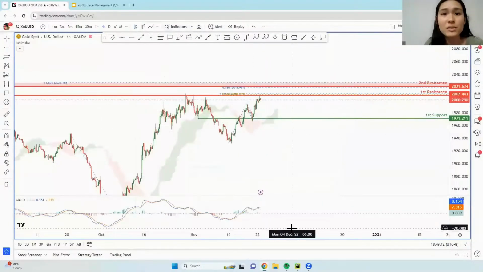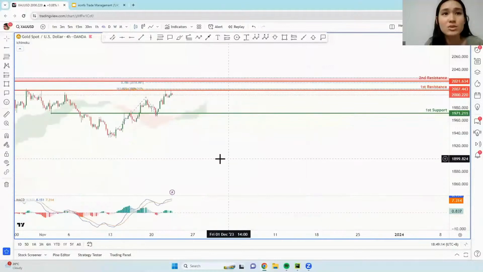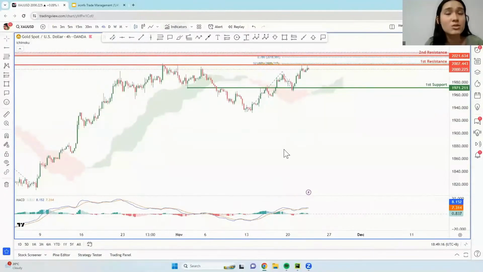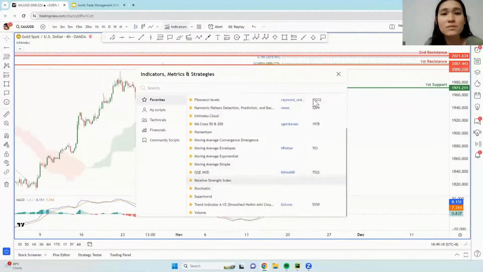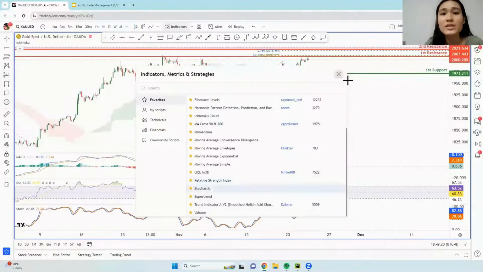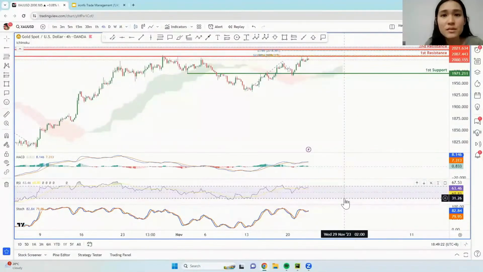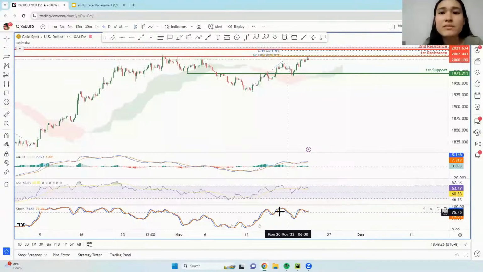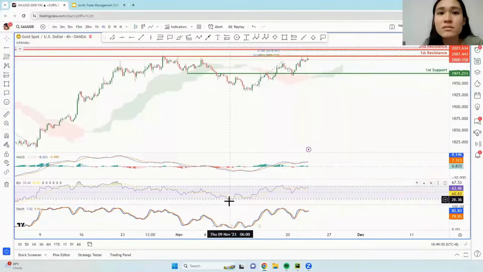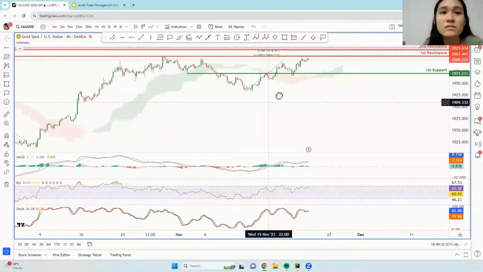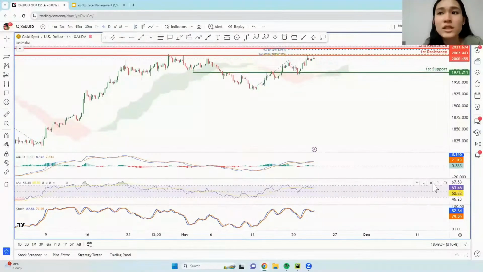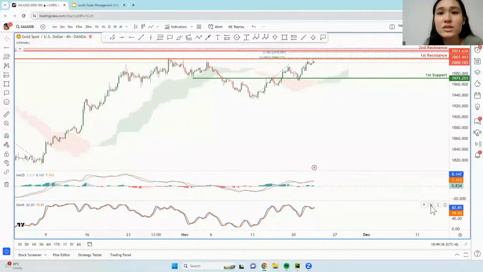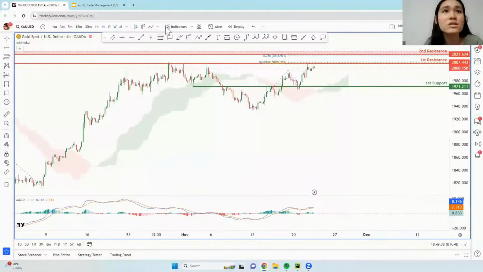Okay. Price is moving above the Ichimoku cloud, so it's giving us a bullish signal. MACD is also giving us a bullish signal. Let's look at RSI and stochastic. These aren't really telling us much.